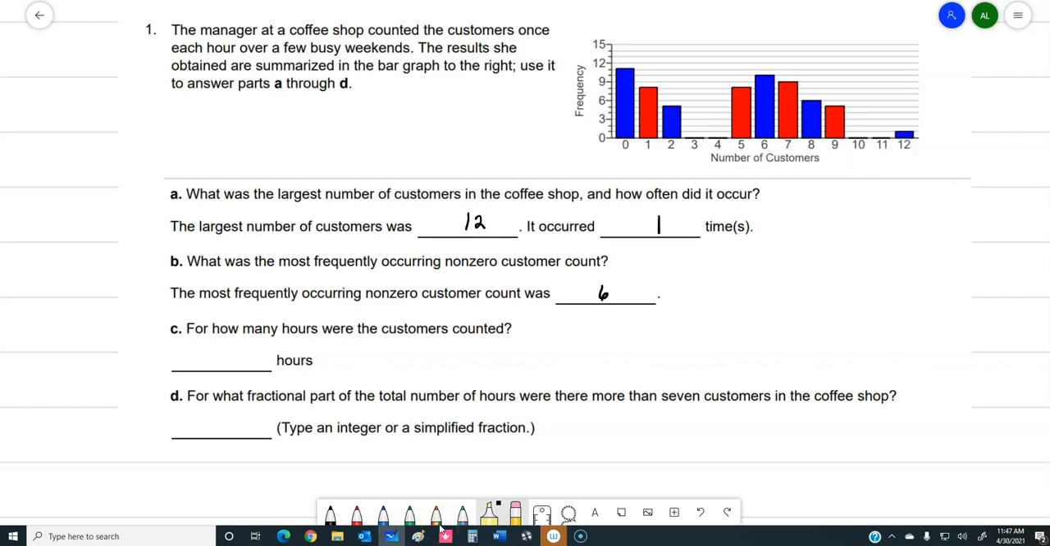Next, for how many hours were the customers counted? So we'll go to the frequency side of the bar graph, and we're looking at the hours here, and we'll have to calculate the sum of all the hours for each of the bars in the graph. So for the first bar, we have 11. The next bar is 8. Third one is 5.